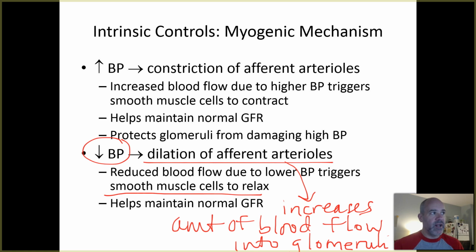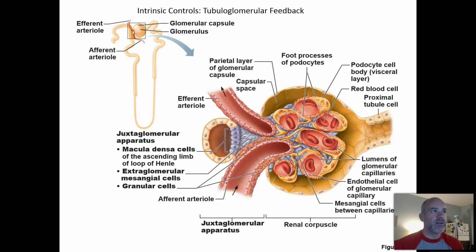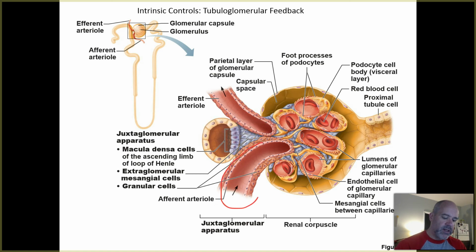Okay, so that's your myogenic mechanism, and that just happens naturally because the smooth muscle cells in the walls of the afferent arteriole are able to sense these changes. Okay, and again, here's your afferent arteriole right in here, and again, you've got those smooth muscle cells in there that just automatically deal with those changes. All right, so the next type of intrinsic control involves tubuloglomerular feedback.